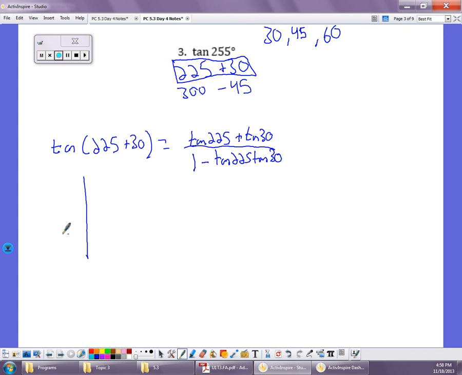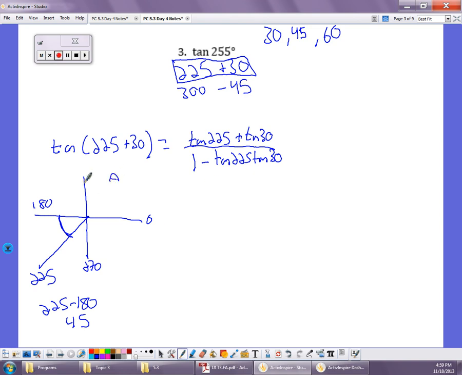So to find the tangent of 225, you know we have 0, 90, 180, 270. So it's got to be somewhere in here. And the reference angle is always to the x-axis. So this is what we're looking for. So all you're going to have to do is 225 minus 180, and you get a reference angle of 45. Some people know that, some people don't.